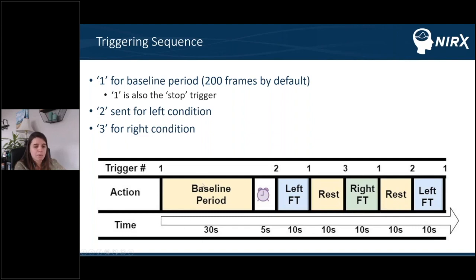So we have this 30-second baseline period that's ushered in by this trigger of 1. We'll have a short countdown. Eric will be prompted to tap his left finger, and a 2 will be sent to Turbo-Satori. He'll be told to stop, and a 1 will be sent to Turbo Satori, followed by the right condition, rest, left condition, and so on.